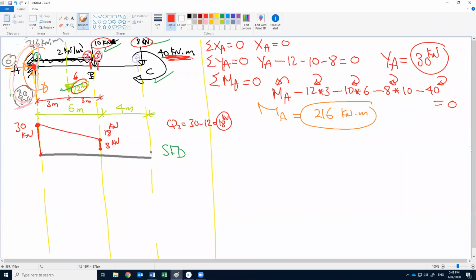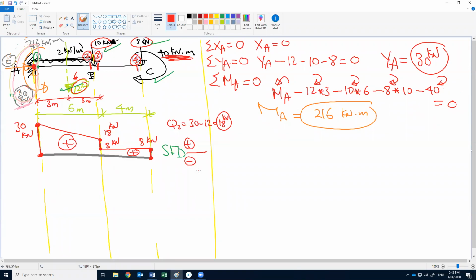From 3 to 4, do we have any forces? No. So at 4, we have 8 kilonewton. After section 4, the 8 just returns back to 0. So the shear sign will be positive or negative? We said above the datum is positive, below the datum is negative. So this is the shear force diagram for this cantilever.